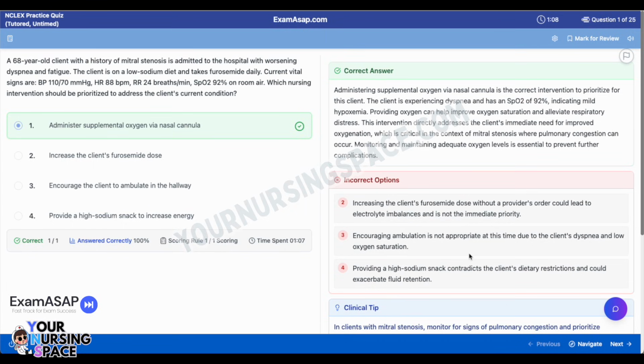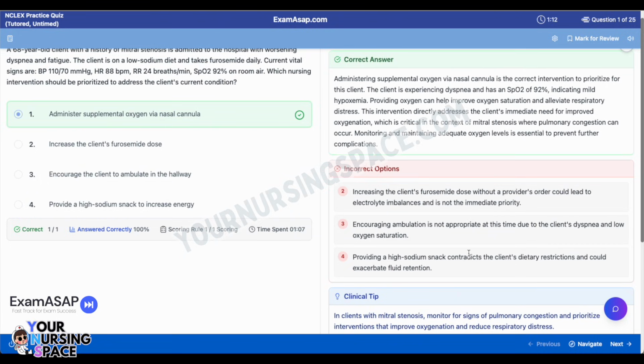The correct answer is A. Rationale. Correct answer, A. Administering supplemental oxygen via nasal cannula is the correct intervention to prioritize for this client. The client is experiencing dyspnea and has an SpO2 of 92%, indicating mild hypoxemia. Providing oxygen can help improve oxygen saturation and alleviate respiratory distress.